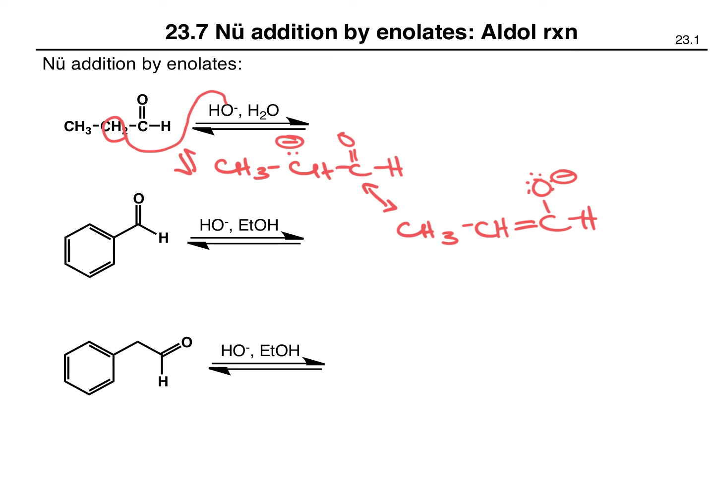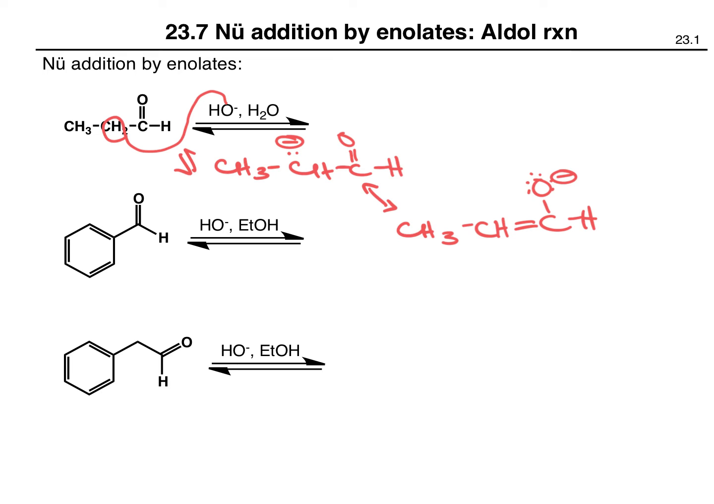Keep in mind, when we think about the position of equilibrium, we have the aldehyde plus hydroxide in equilibrium with the enolate plus water. And comparing the pKa values, we know that we have lots of unreacted aldehyde and a significant amount of enolate.